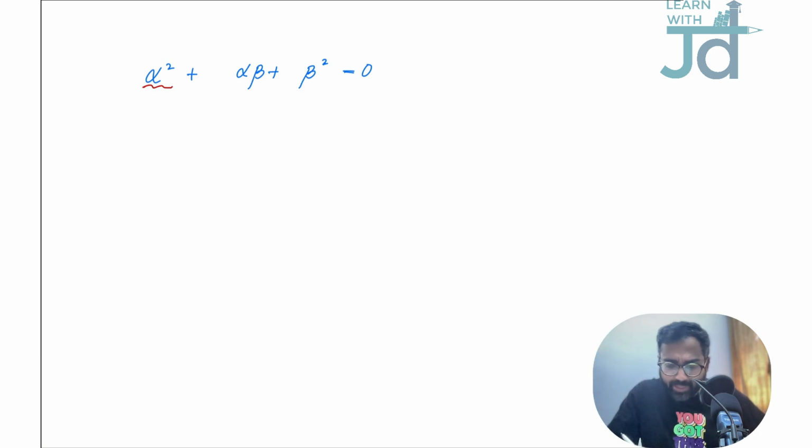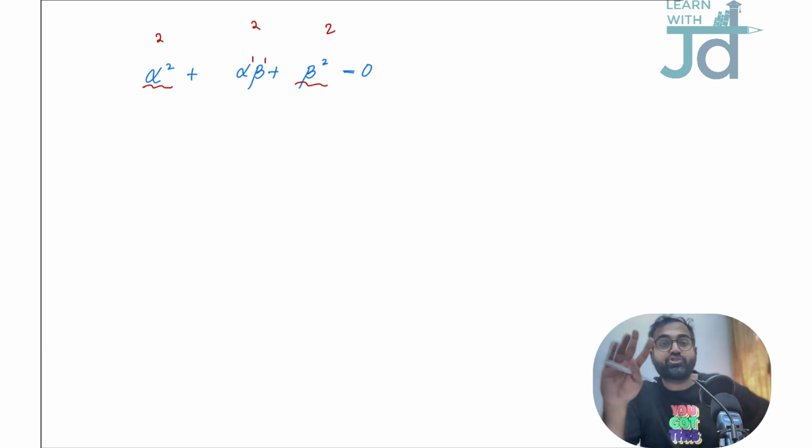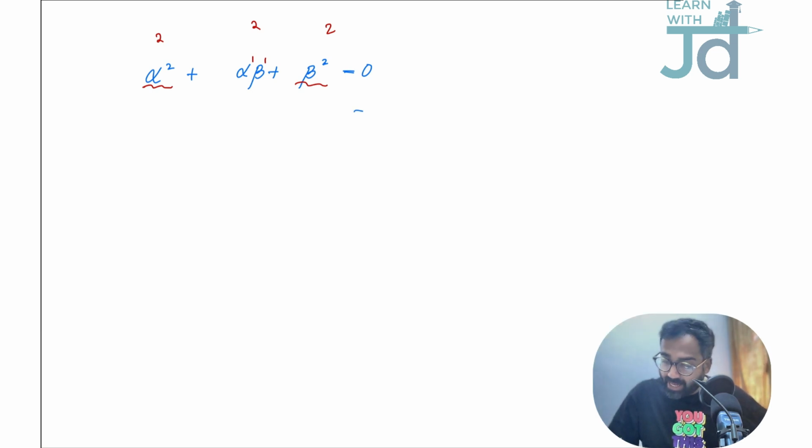So what is the entire power? 2. Here also only the beta term is there, so 2. And here the combined power is 1 here and 1 here, adding both gives 2. So in every section you have the combined power, total power is 2. Can you see that? So we say it is a homogeneous equation, a homogeneous polynomial equation of degree 2. So whenever such a thing comes, it's better to divide it by either alpha square or beta square. It's your wish.